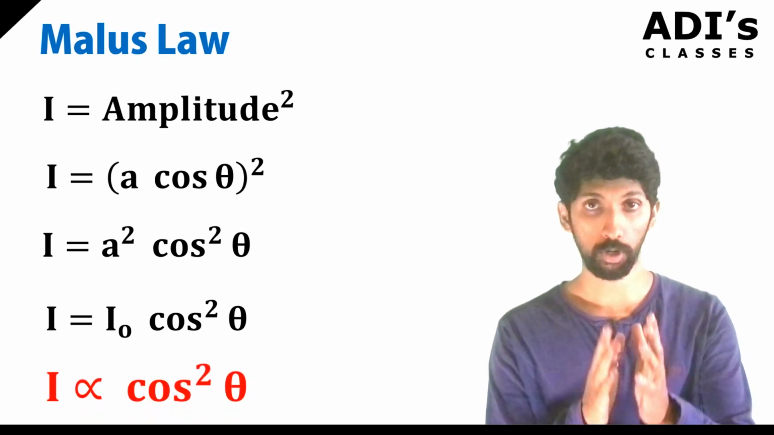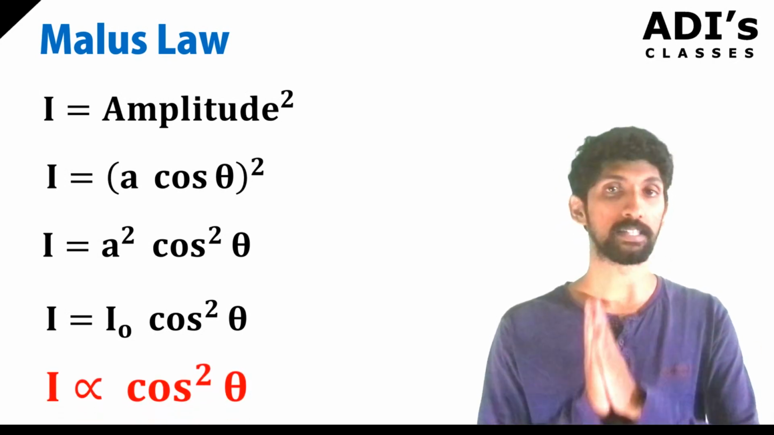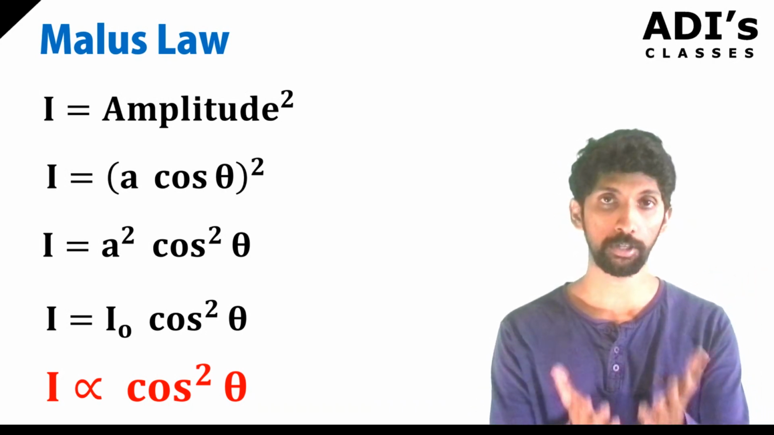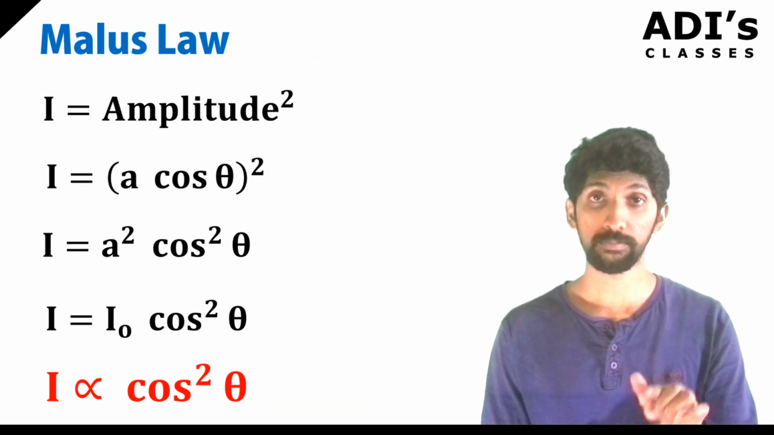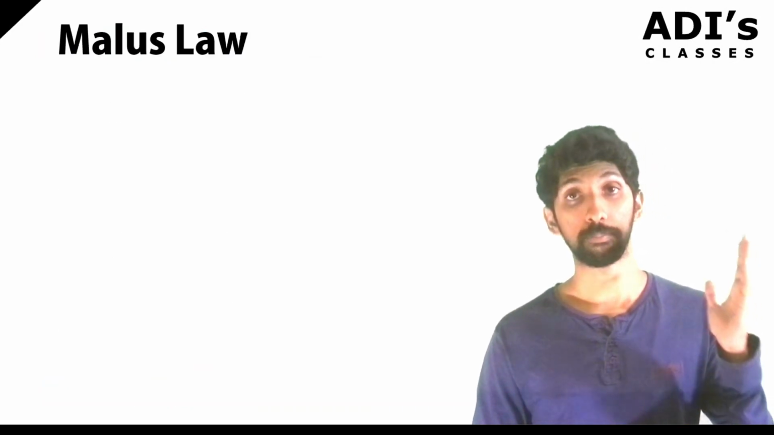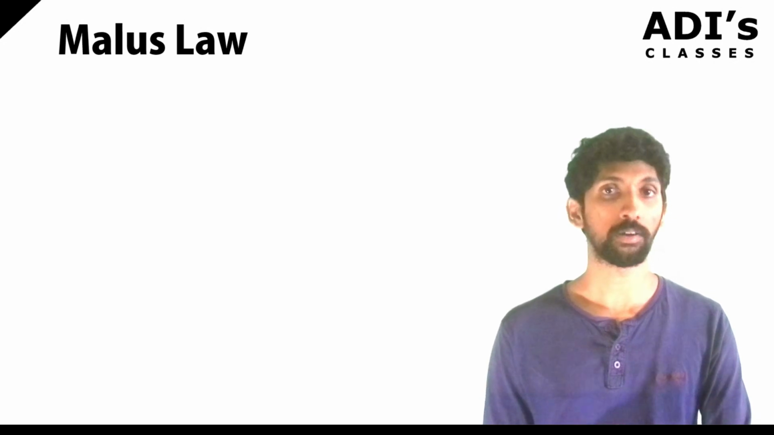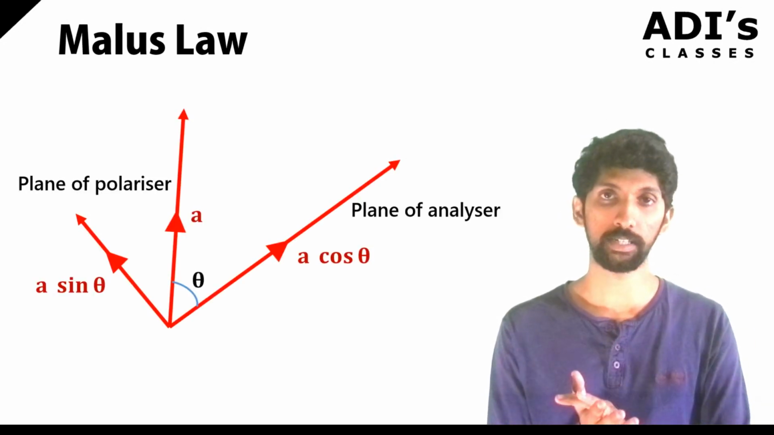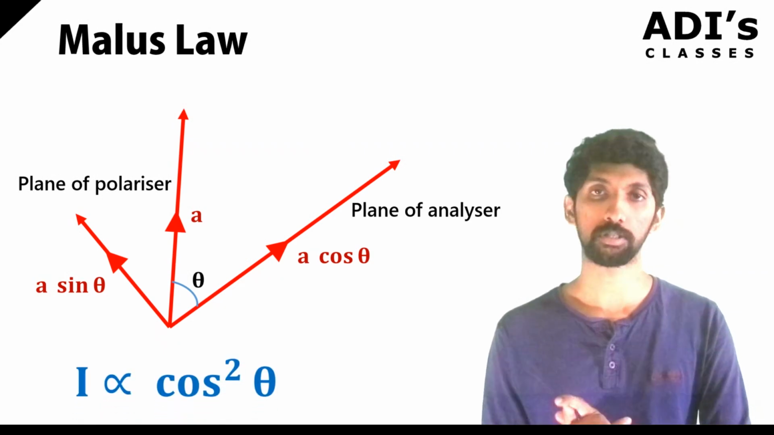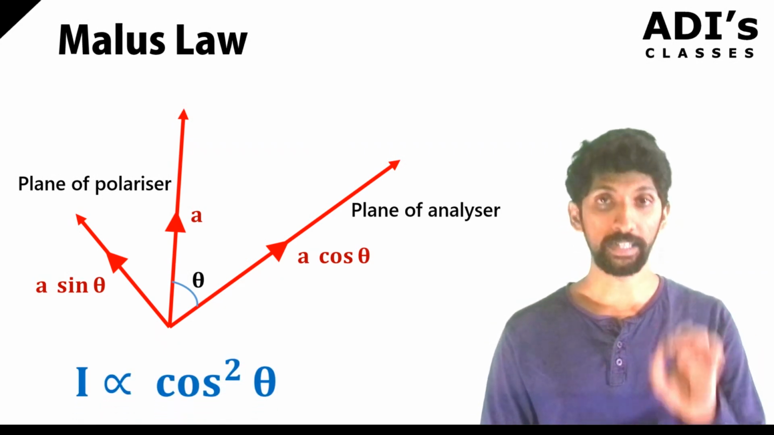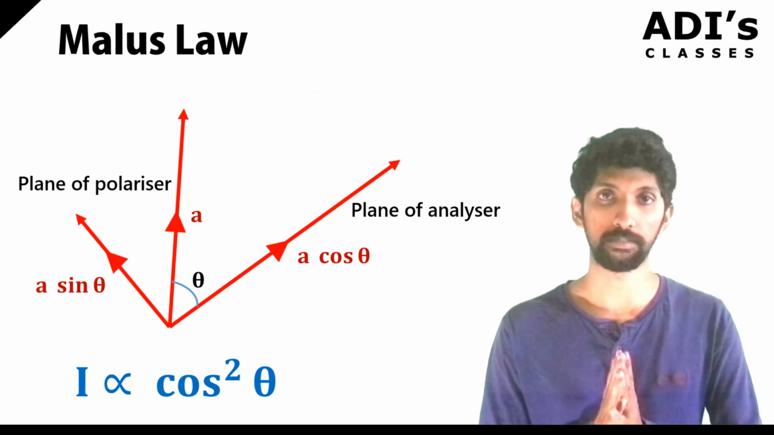So what we get here is, it's just that which component is going in the particular plane. That's what you're looking at. In this case, we have a cos theta going in the particular plane, which is the plane of the analyzer. Once you square it, we get I is equal to I naught cos square theta, or I is proportional to cos square theta, right? Now we can figure out what will be the intensity if we change the angle.